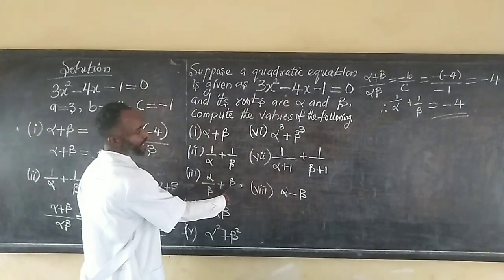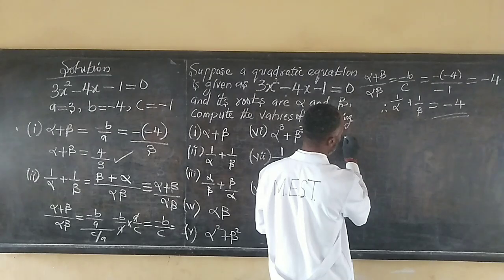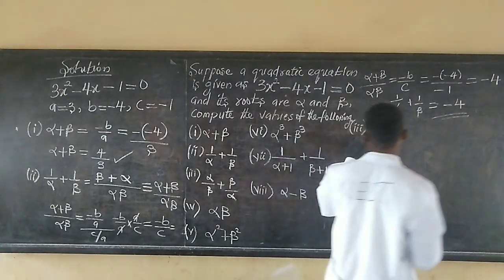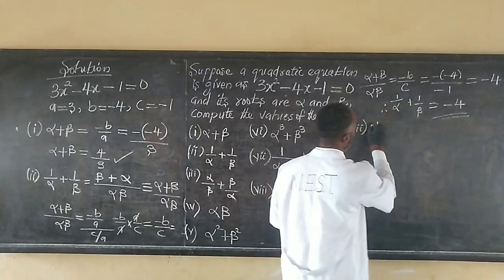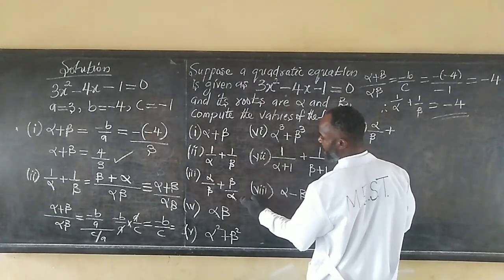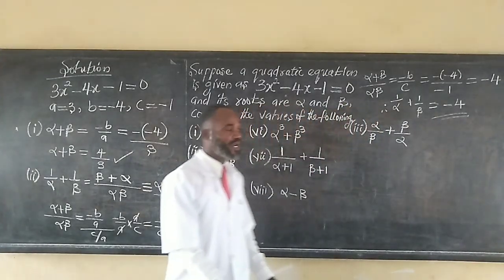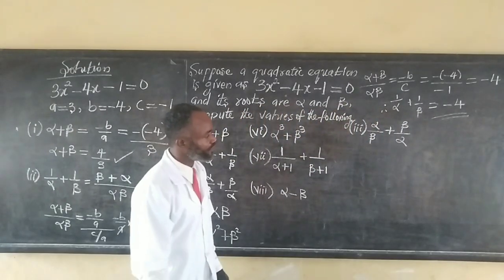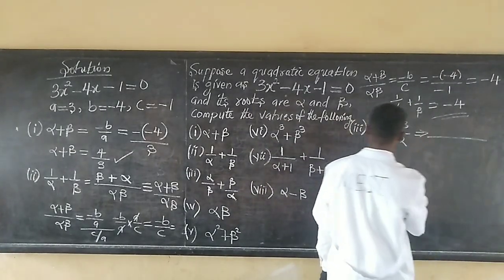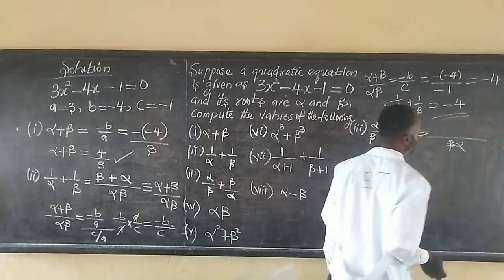Question number 3. Let's see how it goes. Question II, that's question number 3. Look at it here. So we have alpha over beta plus beta over alpha. Alright? So we do the same thing. Find the LCM again. Should be beta alpha.